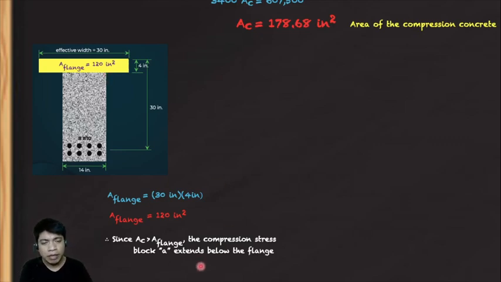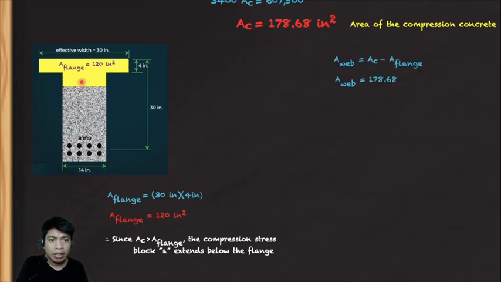So all we need to do now, since we already found out about that, is to compute how much area is still in the web. How much area is required for the area of compression concrete that is in the web? Let's compute that value, guys. The area of the web is equal to A_c minus the area of the flange. So that is equal to A_c, or area of the compression concrete, 178.68 minus the area of the flange, 120 square inches. Of course, our area of the web is 58.68 square inches.